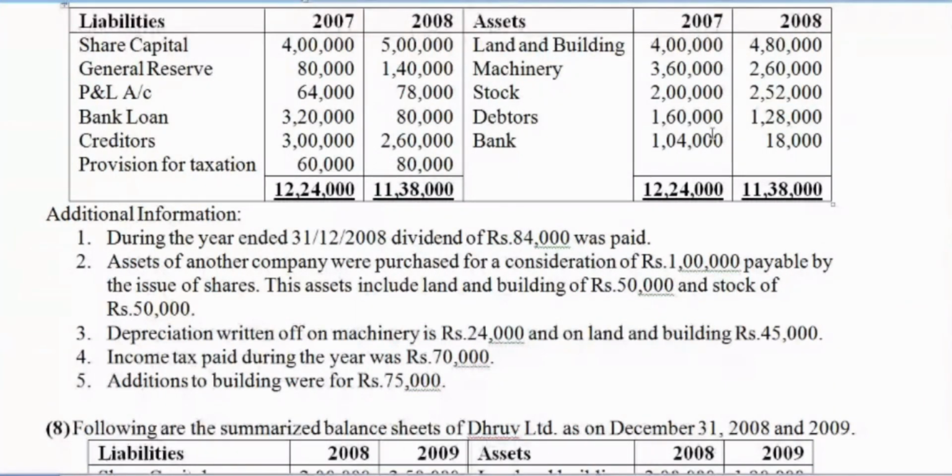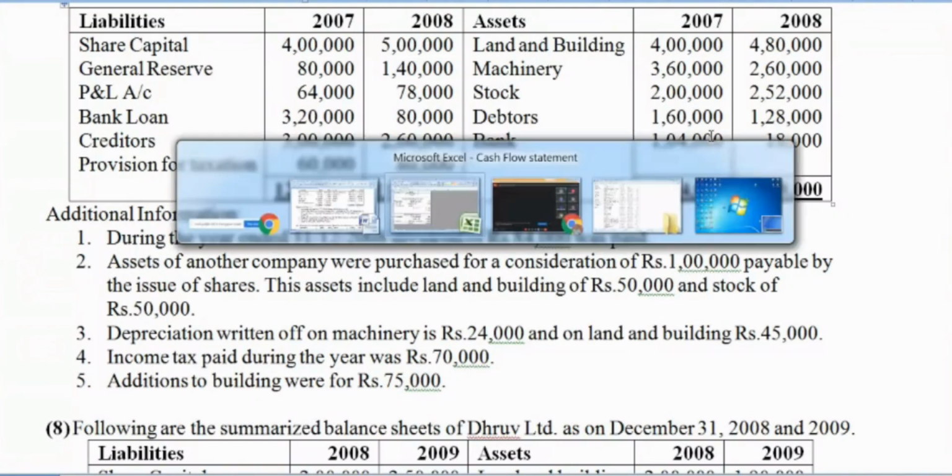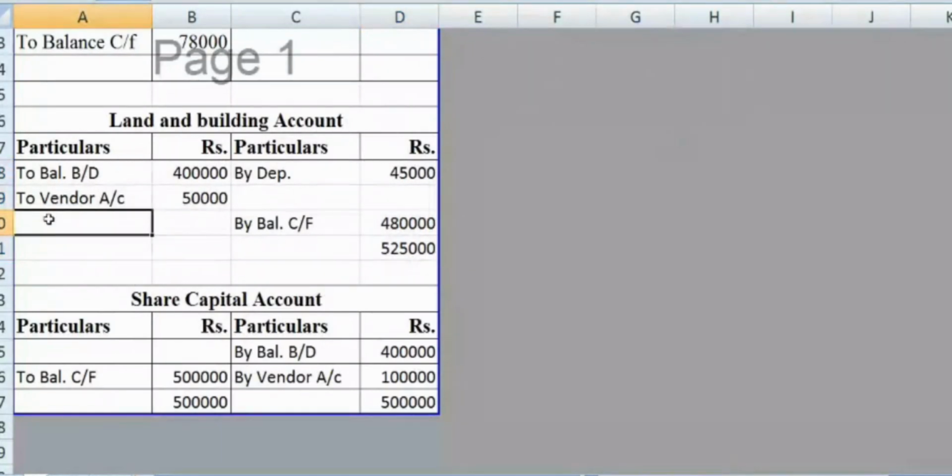Yes. It is written: addition to the building was 75,000. That means you have purchased a new building of 75,000. So what is the journal entry? Land and building account debited to bank account. So here we also write to bank account. You are absolutely right. Very good. And that amount is 75,000.